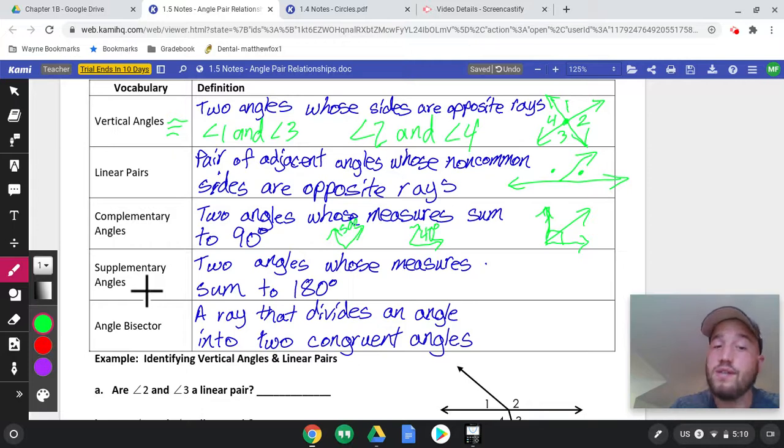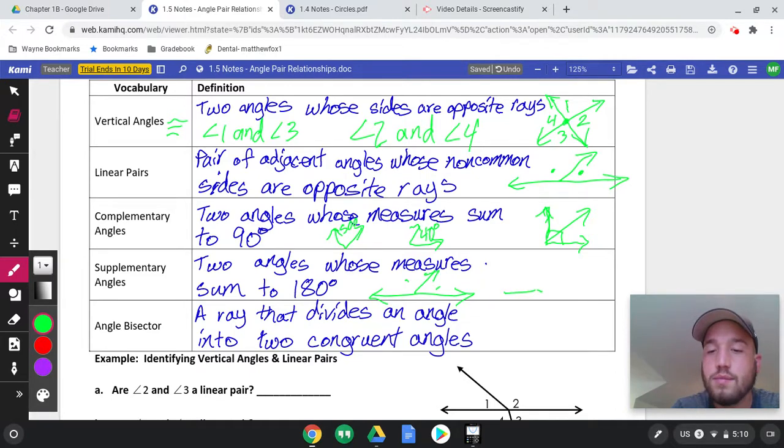Supplementary. So similar, except instead of adding to 90, it adds to 180 degrees. Okay. So one example of this we already drew, linear pairs. Those are supplementary angles. Okay. So once again, they could be adjacent if that's the case. This is a linear pair, but it's also two angles that are supplementary.